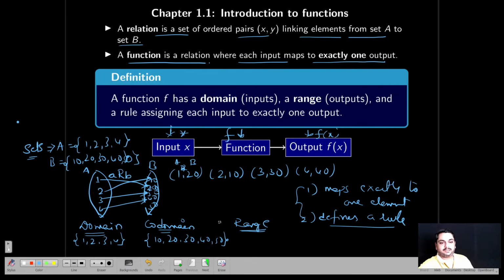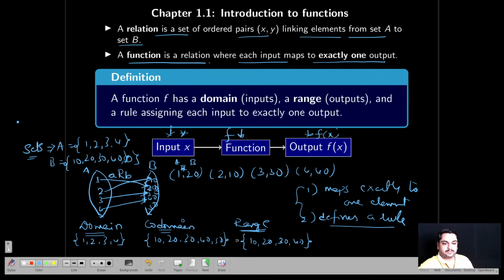Now range is nothing but the subset of codomain. Subset means we take only a few elements from the set B here. So what is the mapping done here? Which elements are mapped in set B are the part of range. So 10 is mapped, 20 is mapped, 30 is mapped, 40 is mapped, 50 is not mapped, right? So that is the range.